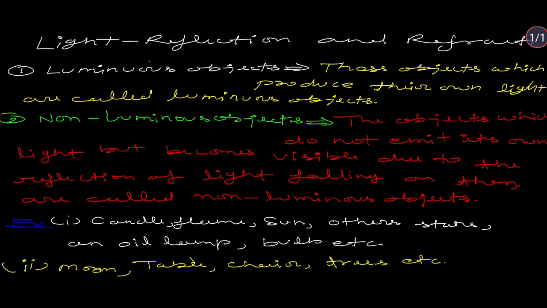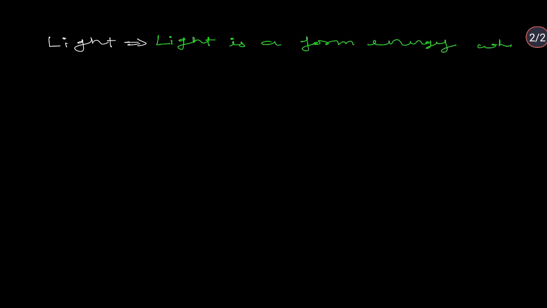After this we study the properties of light, what is light. Since light is a form of energy, firstly we define light. Light is a form of energy which produces the sensation of vision, and light is an electromagnetic wave which passes energy and produces vision.